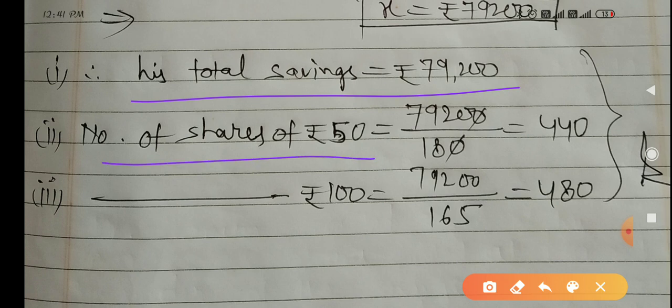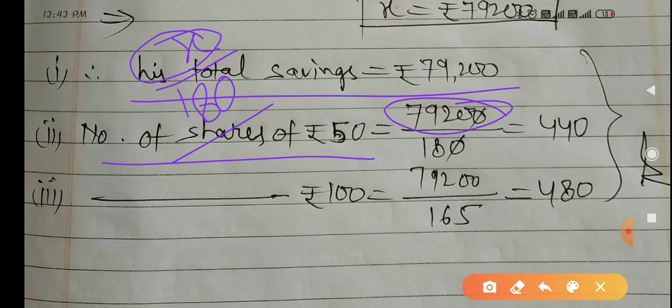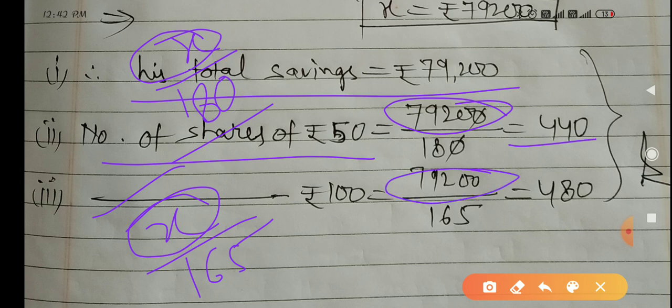Now number of 50 rupees shares, it is the second part. So it was X upon 180. You calculate it. In place of X you put the value: 79200 upon 180, so 440. In the same way, number of 100 rupees shares, it was X upon 165. Put the value of X, 79200 upon 165, it is coming 480. So these are the final answers.